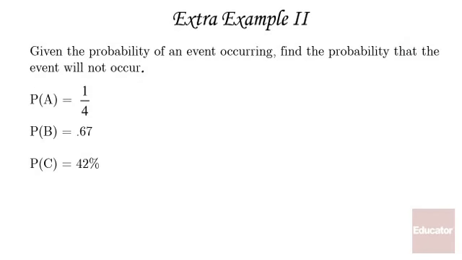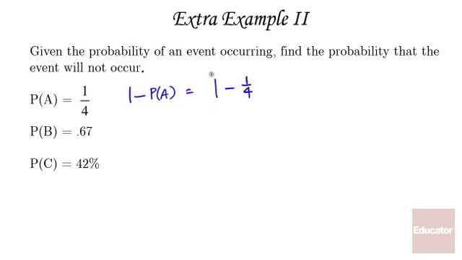Given the probability of an event occurring, find the probability that the event will not occur. Okay? So here, the probability of event A occurring is 1/4. The probability of the event not occurring is 1 minus this number, right? So it's going to be 1 minus 1 over 4.